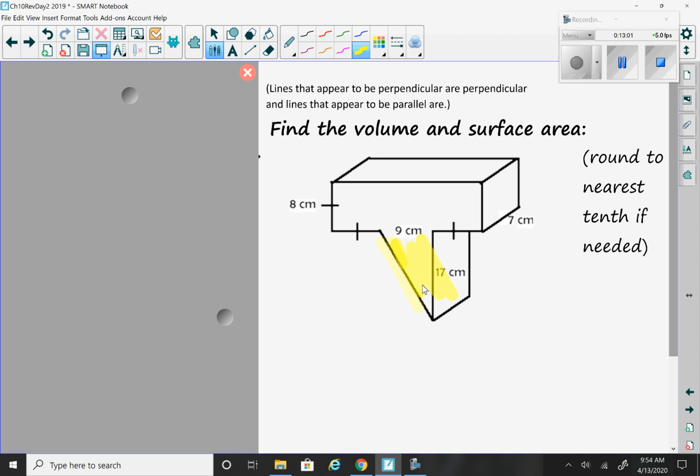So surface area is a little bit trickier here. Again, if this were a traditional assessment, this would be like our level 4 type problem. So again, I'd like you to pause it and take your time and see if you can find the volume and the surface area of this composite figure.